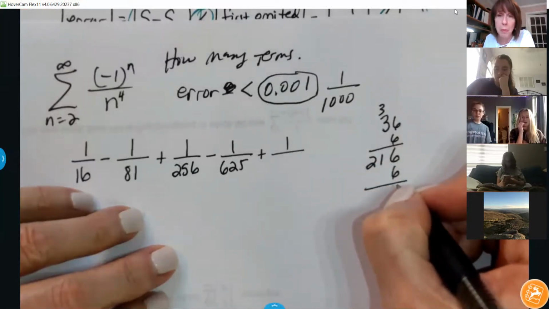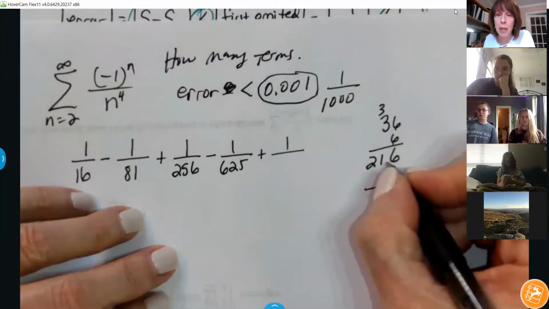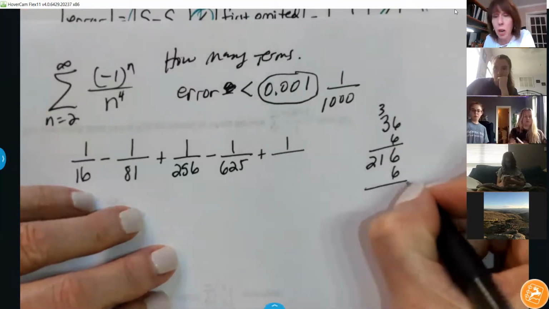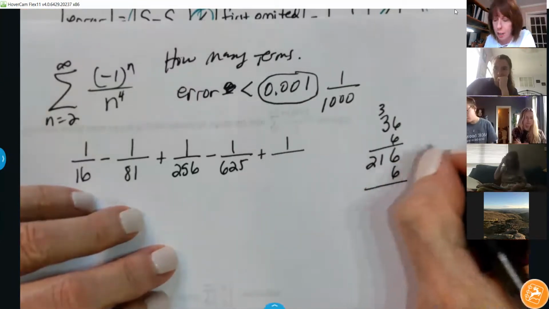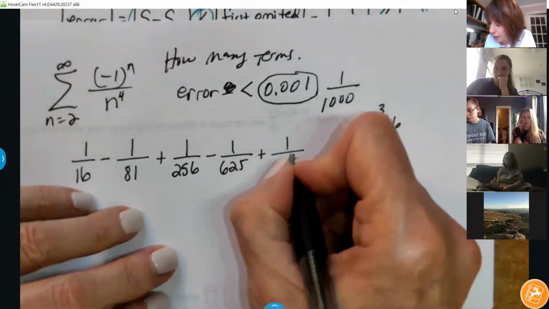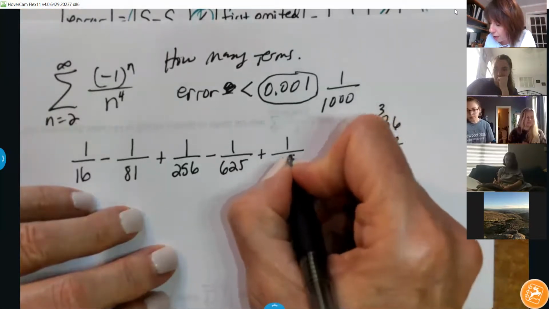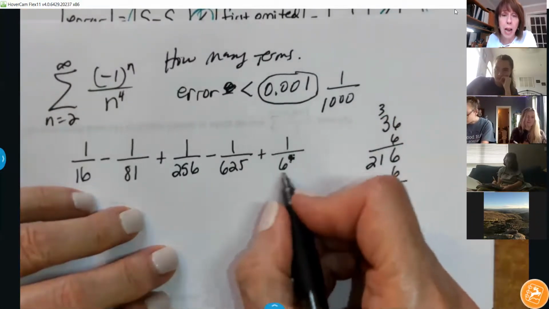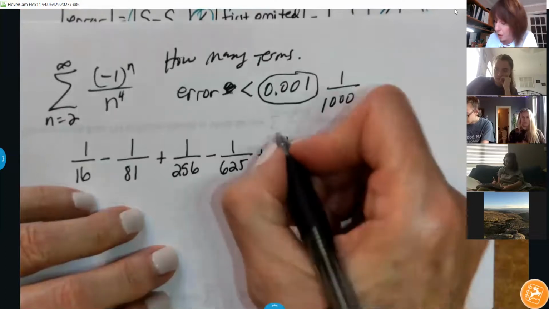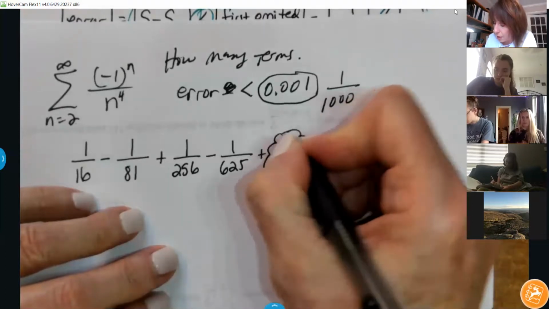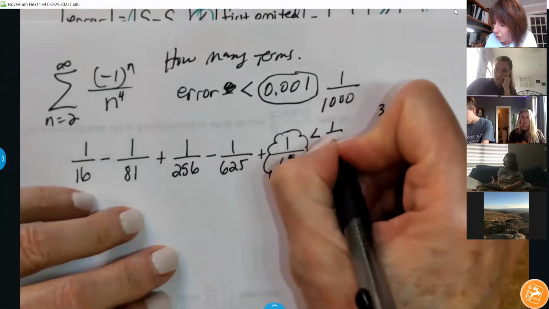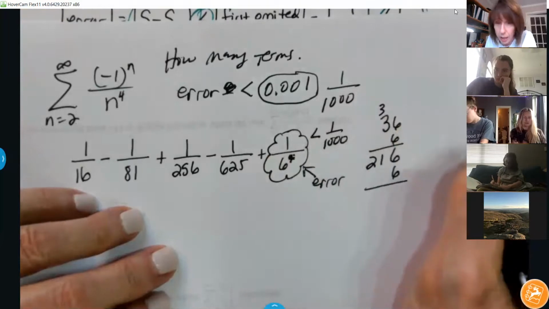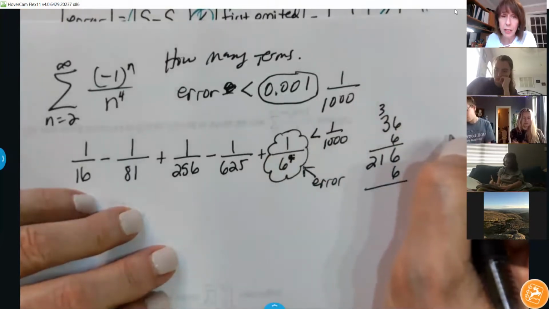And I know at this point I'm going to be bigger than 1,000, because if I multiply 200 times 6, I'm over 1,000, right? So since I know that, I'm going to pause there and just make that a 6 to the 4th, because I know the denominator is going to be bigger than 1,000. So this is less than 1 over 1,000. So here is my error. There is my error.